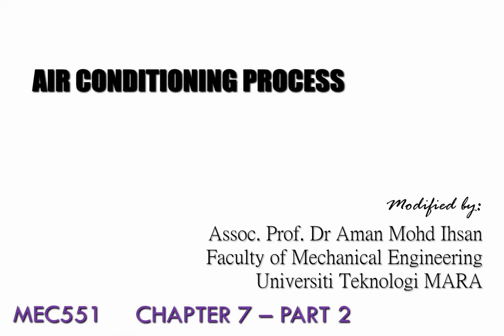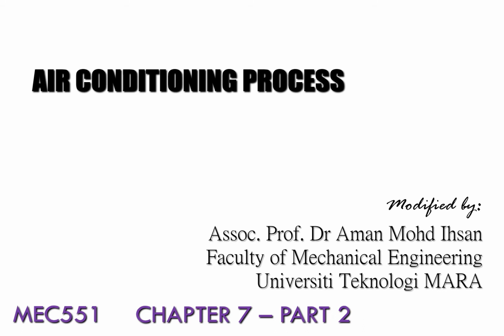This is the second part of Chapter 7 for MEC 551, Air Conditioning Processes. In the previous section, we looked at the fundamental aspects, the definitions of the terminologies, for example, what is the specific humidity, what is the relative humidity, what is the dry bulb temperature, what is the wet bulb temperature, and then how to look at the psychrometric chart by the end of the first part. So in the second part, we're going to do the analysis for the air conditioning processes that happen.